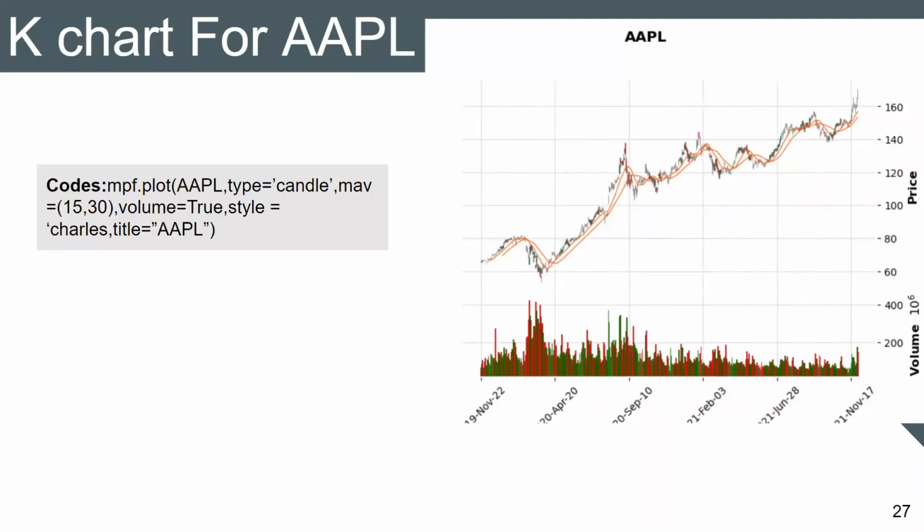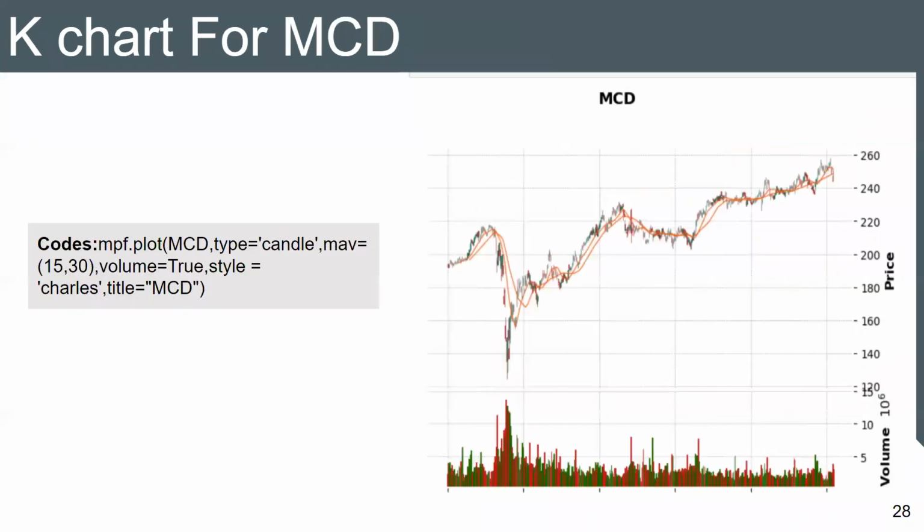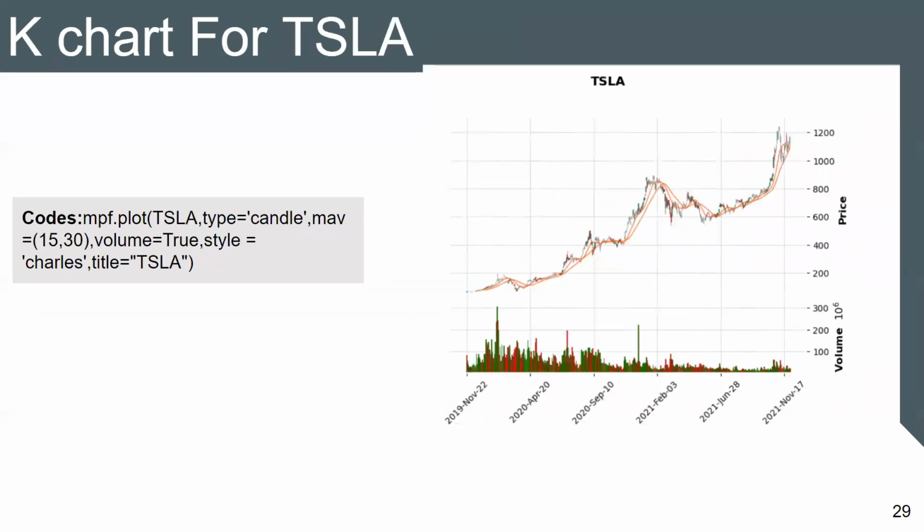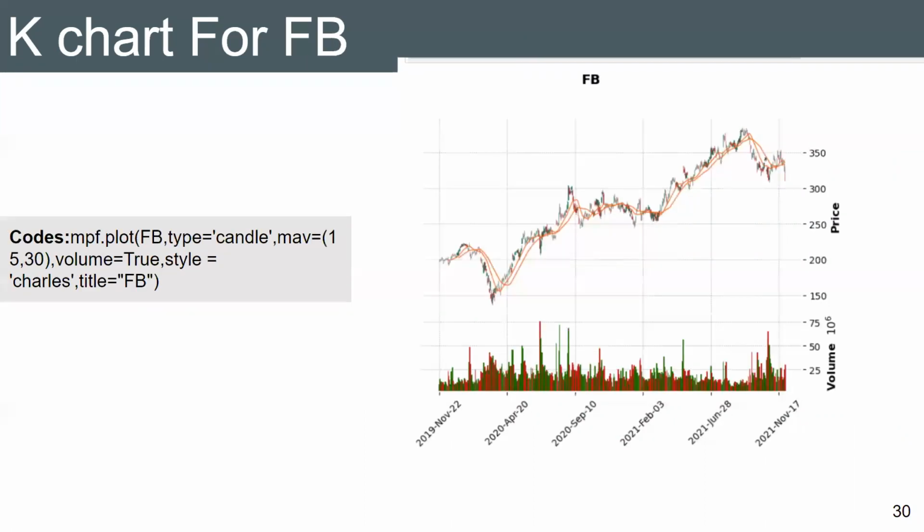So we use the plot function to show the statistics of volume for Apple during 2 years. In this part, we use the plot function to draw the McDonald's key chart. And then this is the key chart for Tesla. We use the plot function. And this is the plot for Facebook. We also use the plot function.